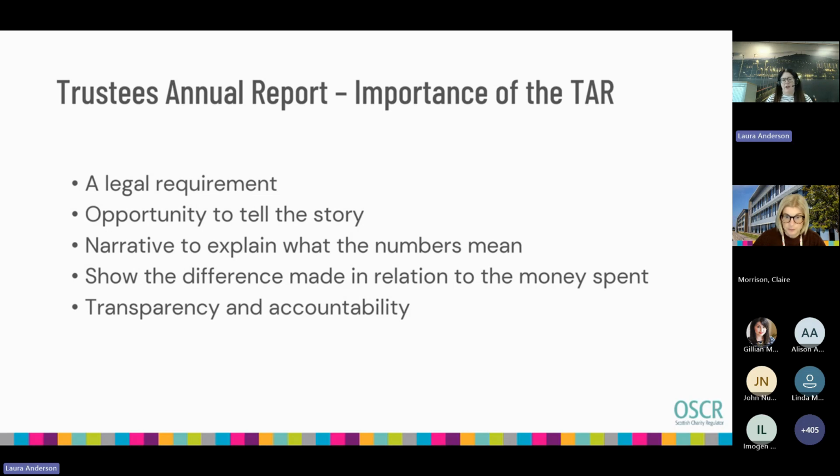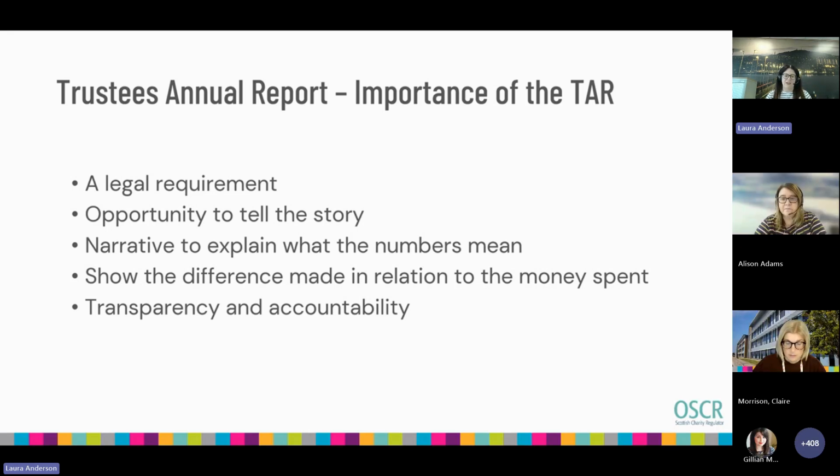So the narrative part of the annual report and the accounts should help to explain what the numbers in the financial statements actually mean. And that enables readers to then understand how the numerical information relates to the activities of the charity. The report allows the charity to explain the activities that it's been undertaking during the year and how those activities have helped the charity to achieve the very purposes for which it was set up originally. It really also helps charity trustees to be accountable for the money that they've received in terms of public donations, fundraising campaigns, and grants, to show the difference that they've been able to make.